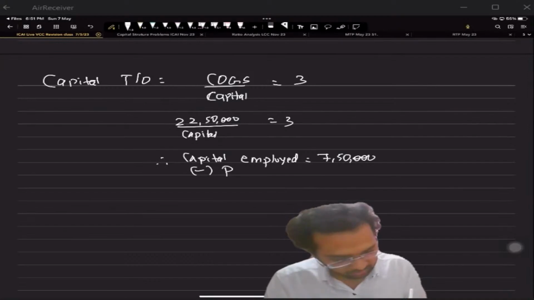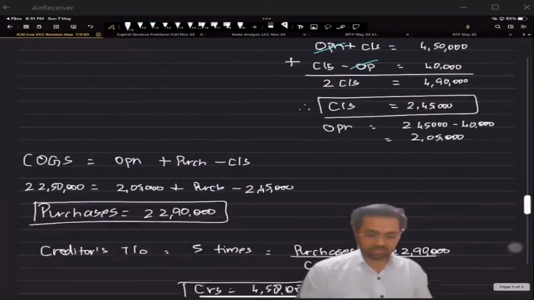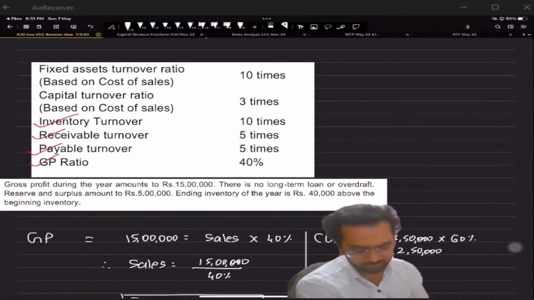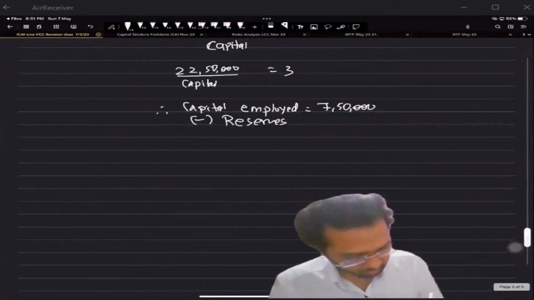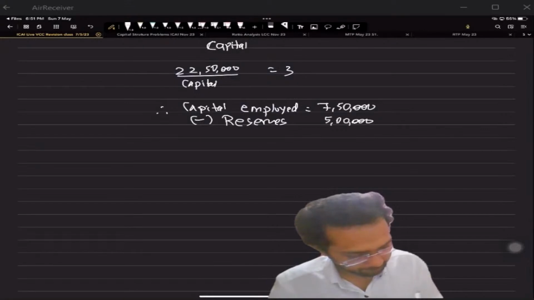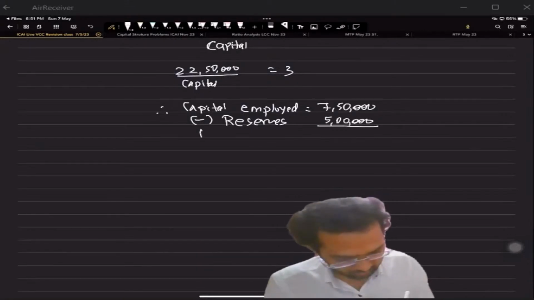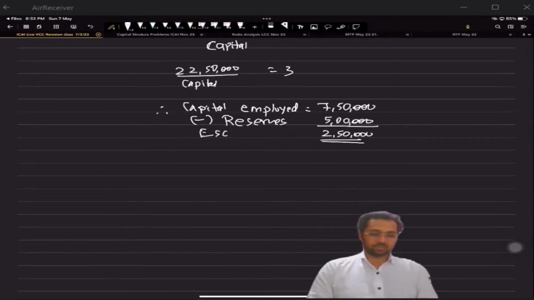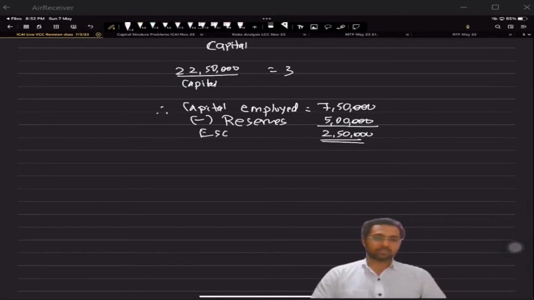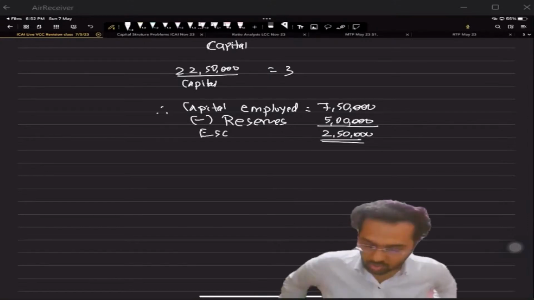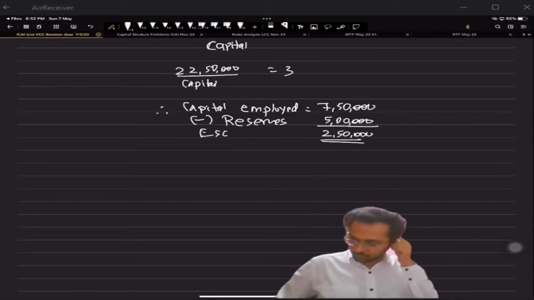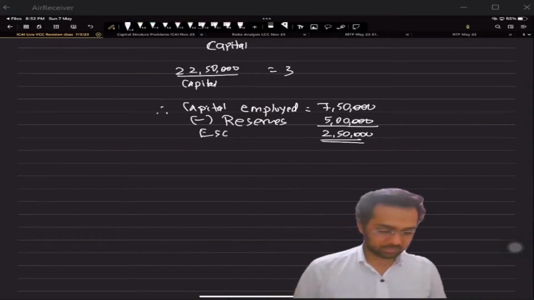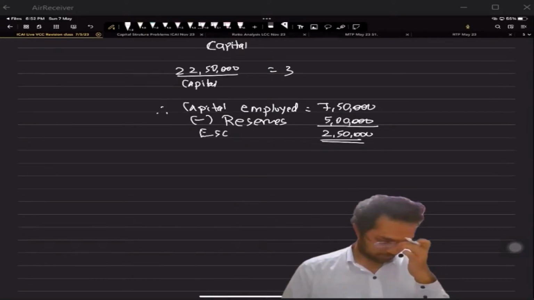Okay, from that you can reduce the reserves. The question says that it has got reserves of 5 lakh. So reserves are 5 lakh, and then you have the balance as the equity share capital, which is 2 lakh 50,000. So capital employed 7 lakh 50,000, less reserves of 5 lakh, and equity share capital is 2 lakh 50,000.